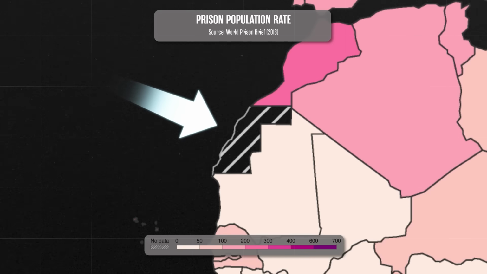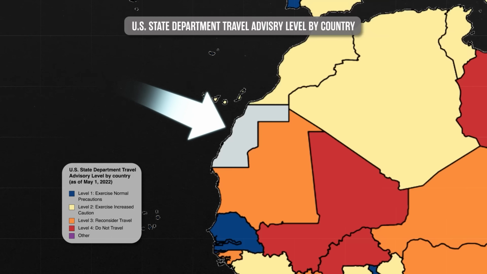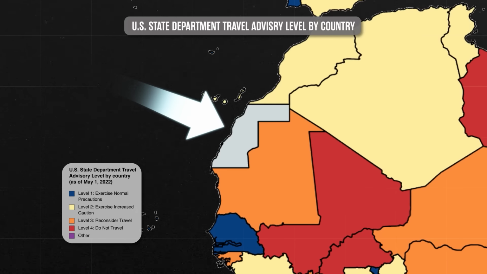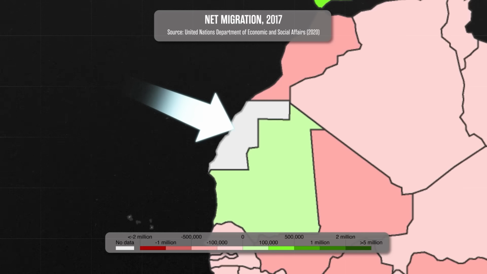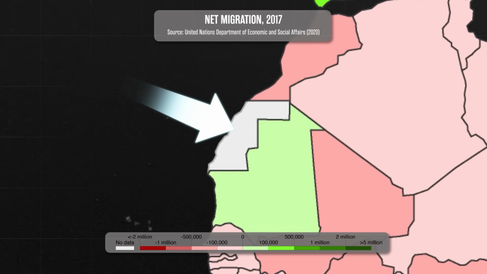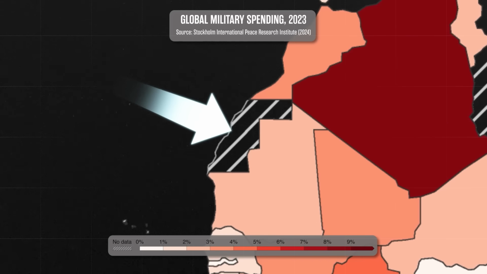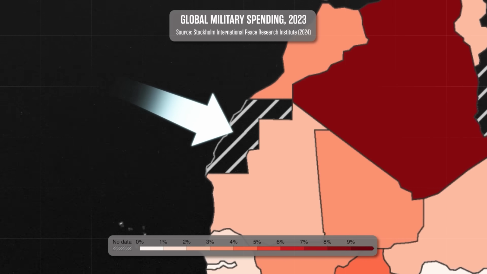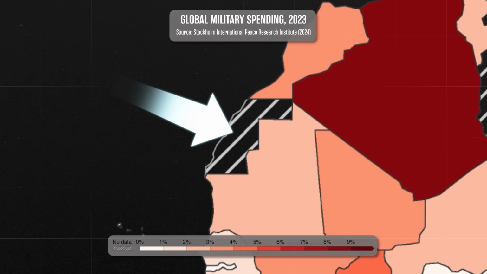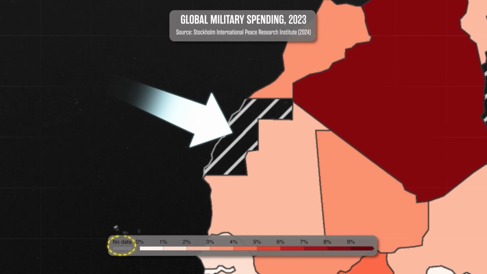This map showing global prison population rates that shows the same territory blank and with no data? This map showing the US State Department's current travel advisories that list the same territory as blank with no data? Or this map showing net migration rates worldwide that still leaves the same territory blank and with no data? I could really just keep going on and on here, because no matter what kind of data map you're looking at, the same area in Africa is pretty much always left blank and labeled with the same simple phrase over and over again: no data.